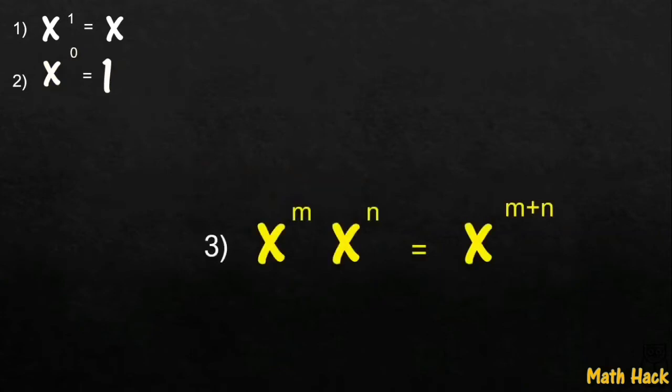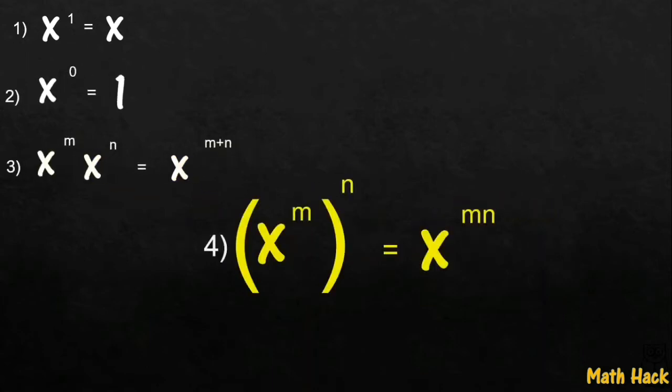Pangatlo, kapag nagmumultiply tayo ng dalawang expressions, x raised to m times x raised to n is just equal to x raised to the power of m plus n. So, kinokopya lang natin yung common na base, tapos ina-add yung kanilang mga exponents.